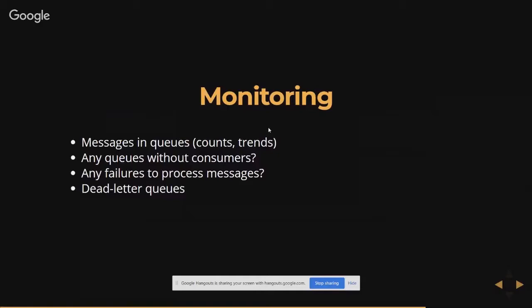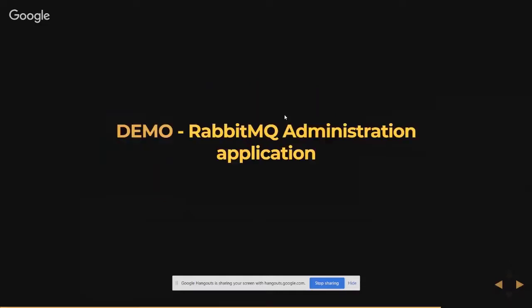Now with the dead letters, like I told you, you need to monitor it. So I have simple examples of what you might be monitoring with the messaging, because this is a bit different to the other systems. You might need to look at the number of messages in the queues, the counts, the trends. You need to check if there are any queues that have no consumers and are just growing in numbers. What I want to show you is the administration application.